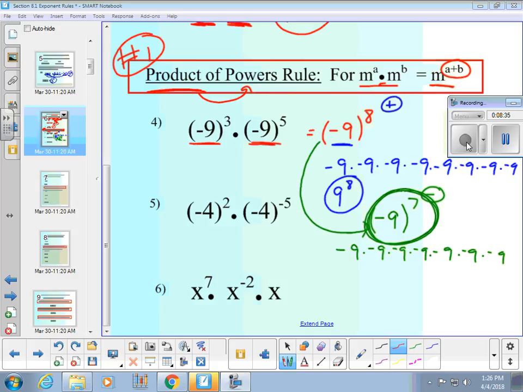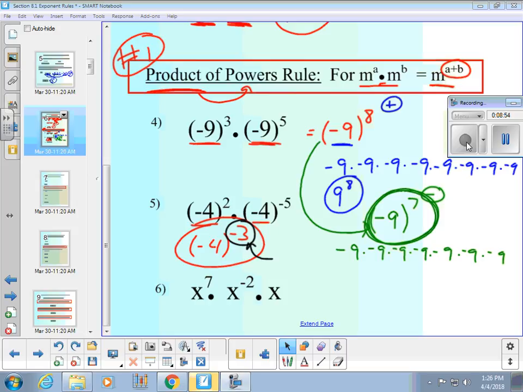Going through them a little quicker. Number 5, same idea. It's a negative number for the base. I'm just going to keep that negative 4 as my base number, and I'm going to add the 2 exponents. 2 plus negative 5 would give me negative 3. And right now I'm going to leave that answer the way it is. We're going to find out there is a way we can actually deal with this negative exponent. That means something else entirely different that we'll learn sometime soon in one of the next lessons.